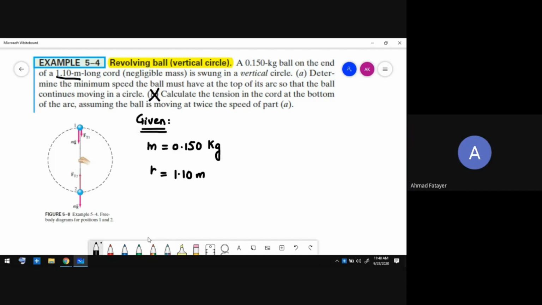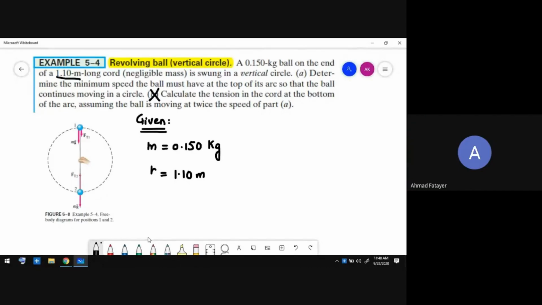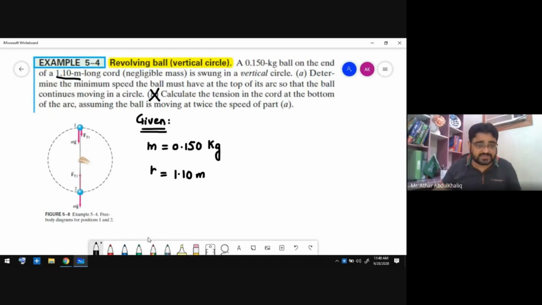Now, you are not moving in this direction. You are moving like this, a vertical loop. So position 1 is at the top, and position 2 is the bottom of the vertical loop. Now read A.